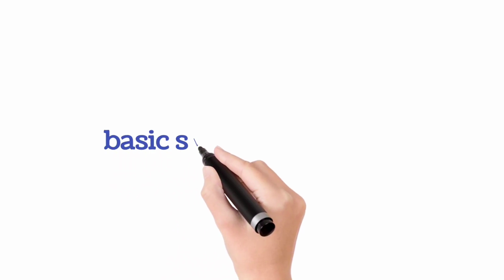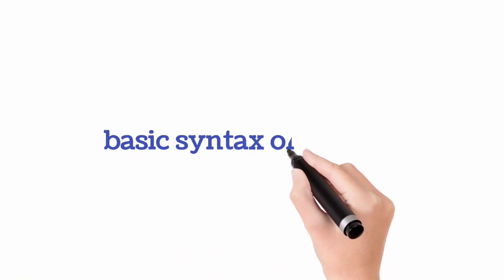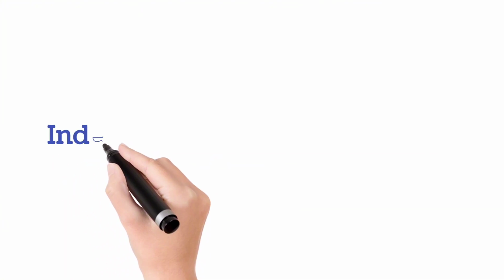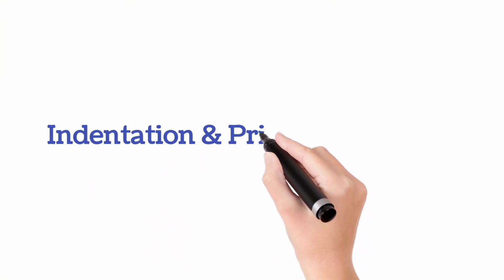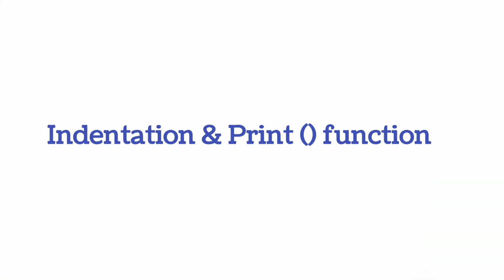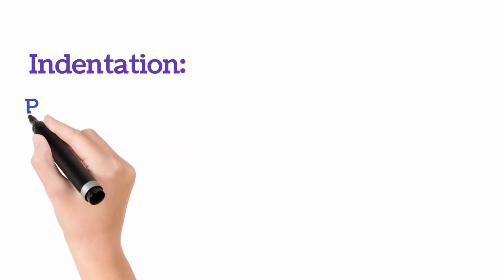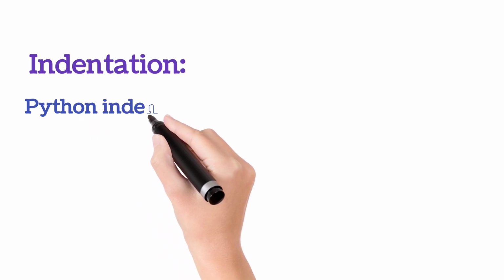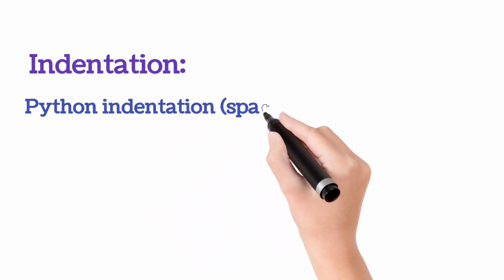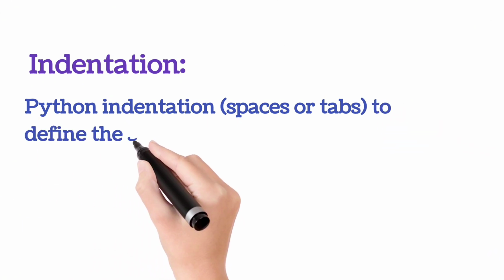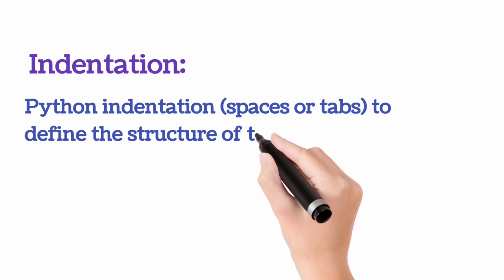What is basic syntax? Syntax refers to the rules that govern the structure of the Python language. In Python, the basic syntax includes indentation and the print function. Alright, what is indentation? Python indentation, that's either a space or tab, is used to define the structure of the code. This means that you need to indent your code using 4 spaces or 1 tab to indicate where a block of code begins and ends.